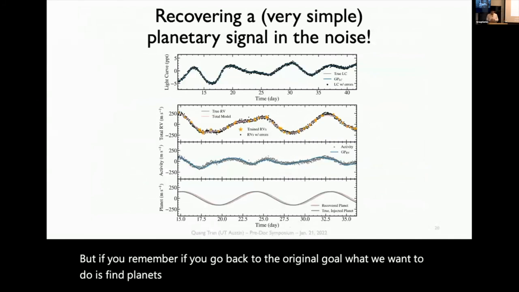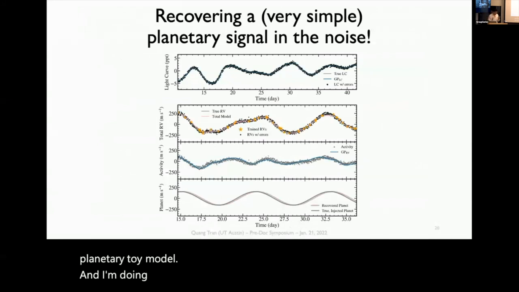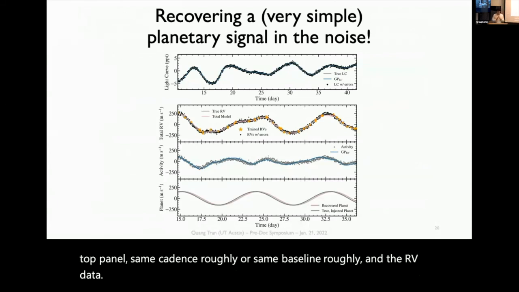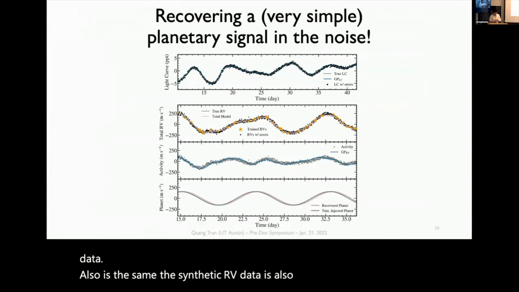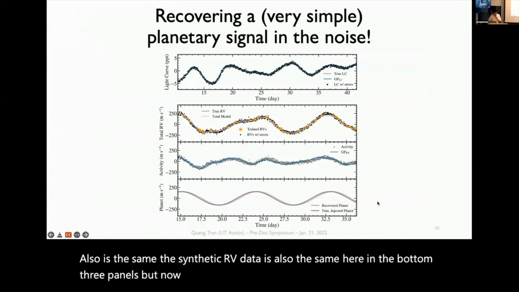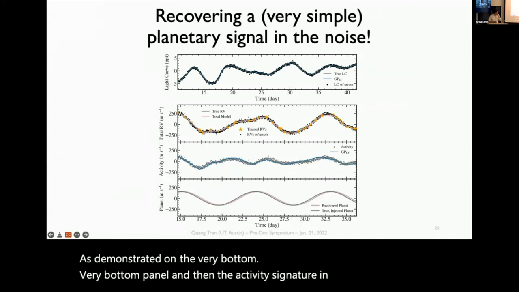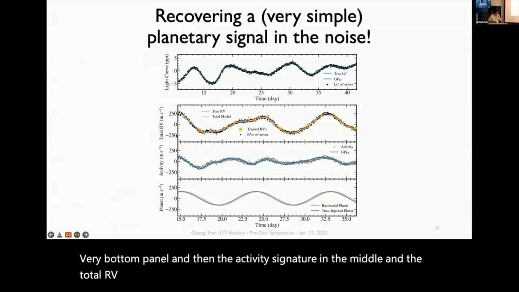But if you go back to the original goal, what we wanted to do is find planets, right? And so what I've done now is inject a very simple planetary toy model, and I'm doing the exact same thing. Light curve data is shown on the top panel, same cadence and baseline roughly, and the synthetic RV data is also the same in the bottom three panels, but now I've injected some planet signal, as demonstrated on the very bottom panel. And then the activity signature is in the middle and the total RV model in this second plot here.